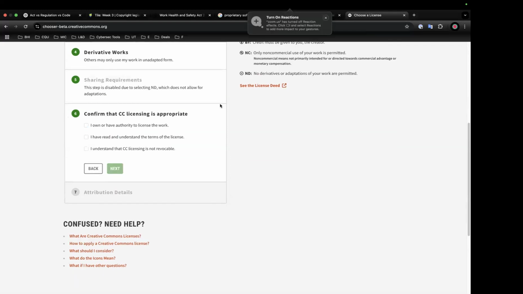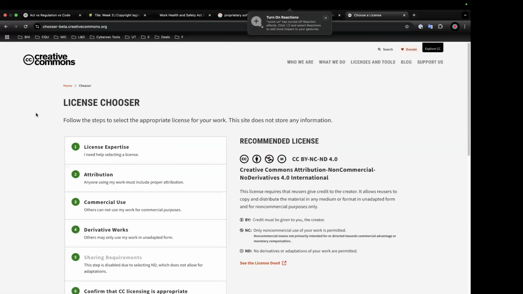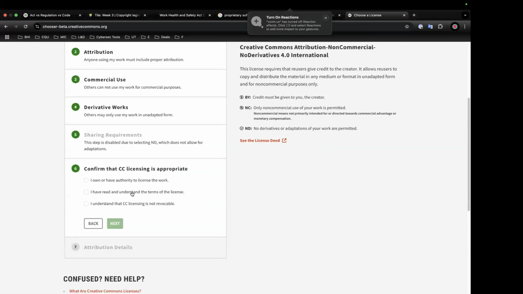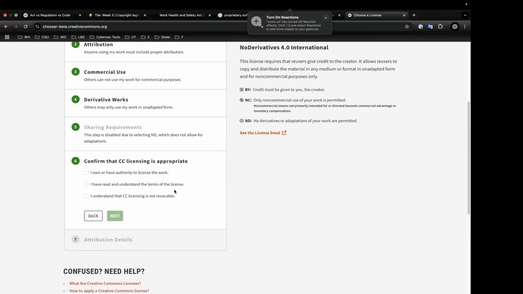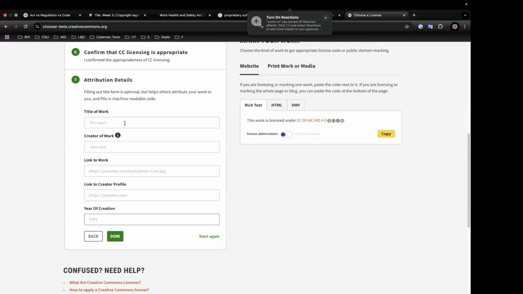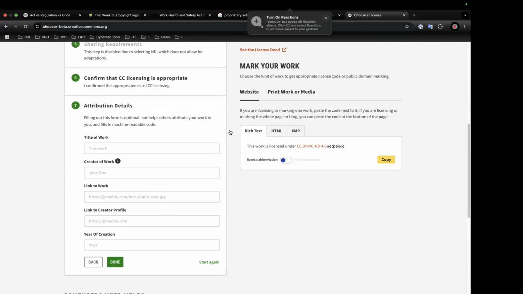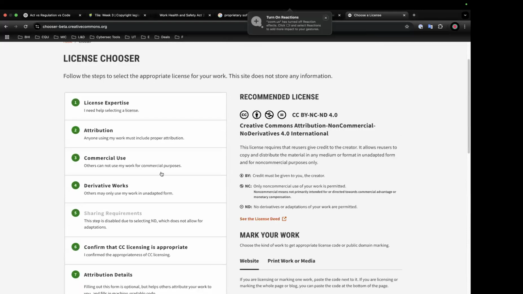And then whether to confirm that the CC license is appropriate. So this is just confirming that what you've selected is accurate. I own or have authority to license the work. I've read and understood the terms of the license. So I think you need to tick all of these to be able to pass. Yeah. And then this is your attribution details. What should be linked in the attribution when they give you the credit.